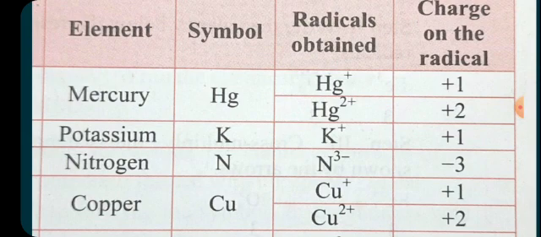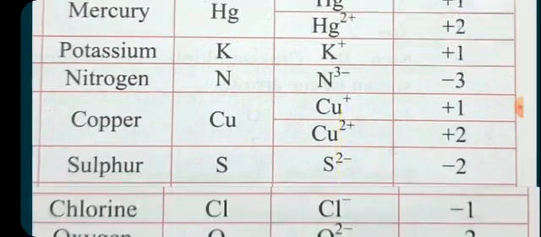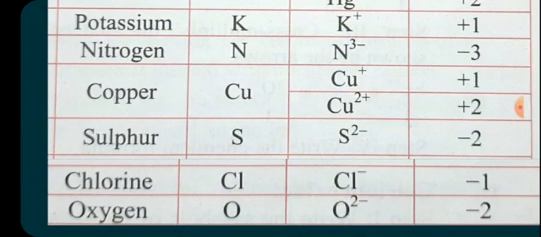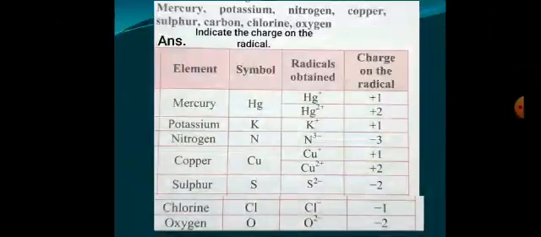Nitrogen has symbol N, nitride ion is formed and it carries minus 3 charge. Copper shows variable valency. Cu+ cuprous shows plus 1 charge and cupric ion shows plus 2 charge. Sulfur symbol S, sulfide ion is formed and it carries minus 2 charge. Chlorine symbol Cl, chloride ion is formed and it carries minus 1 charge. Oxygen symbol O, oxide ion is formed and it carries minus 2 charge. So write down this chart in your science practical copy.